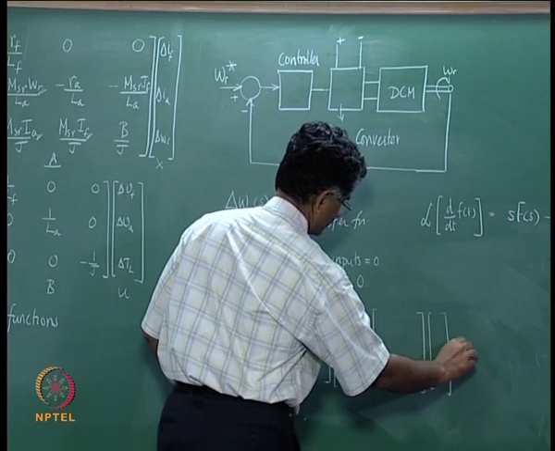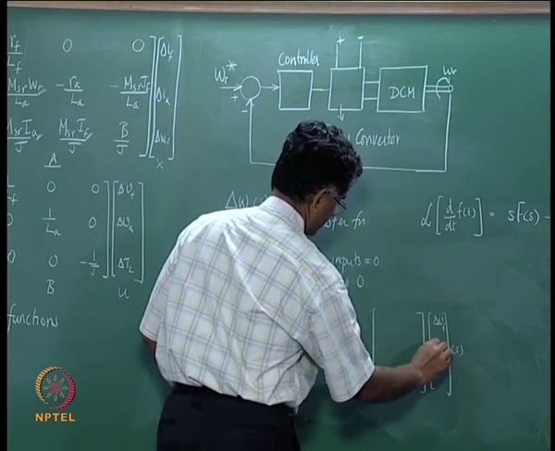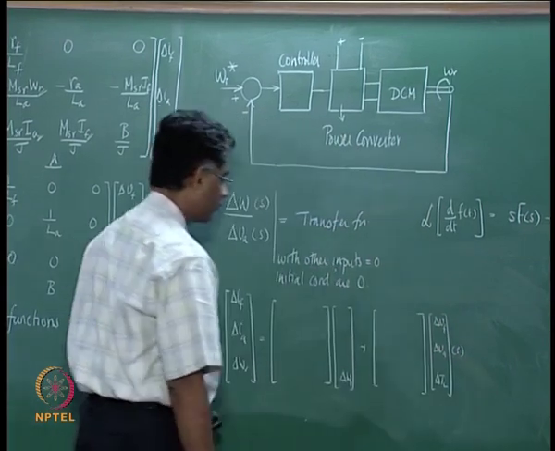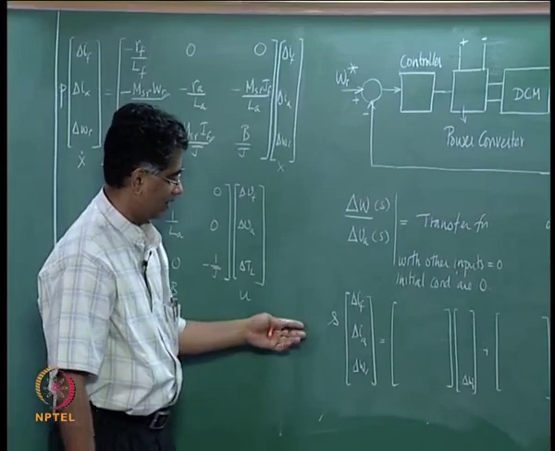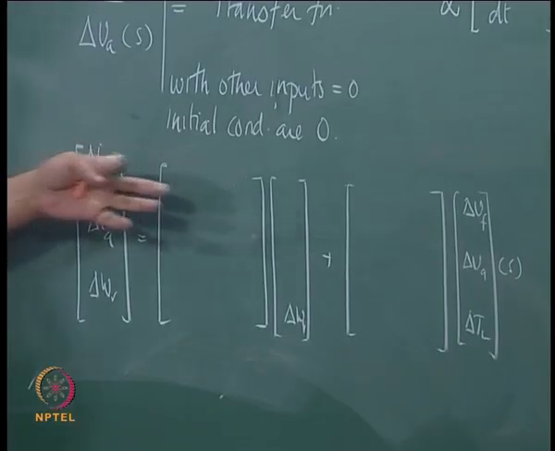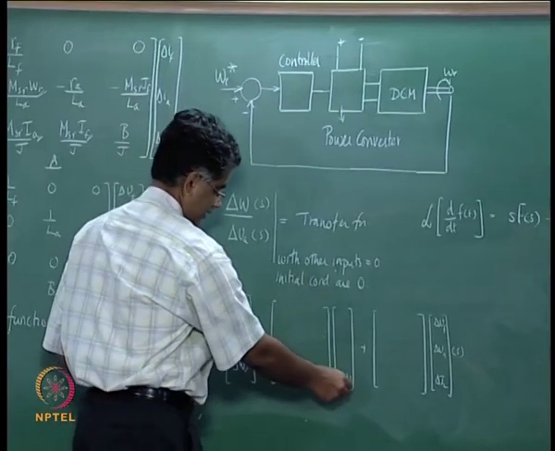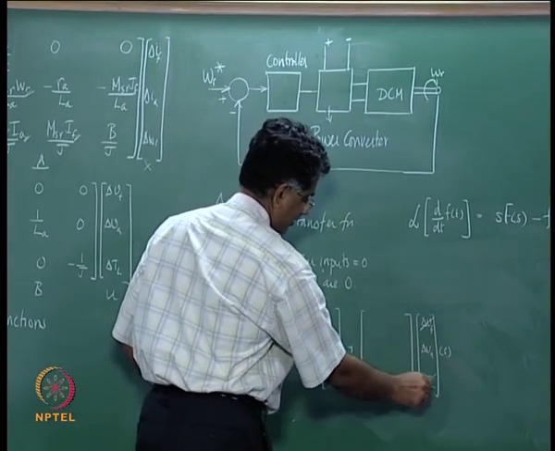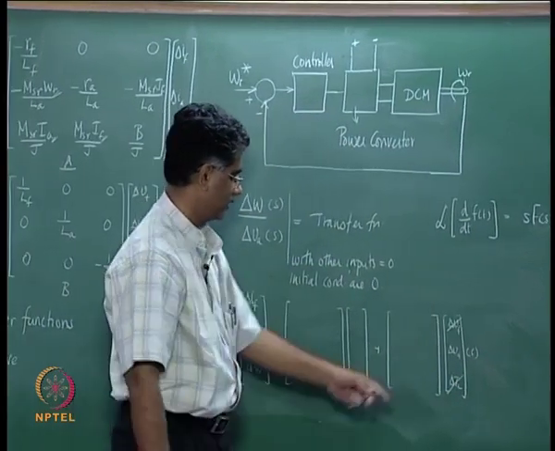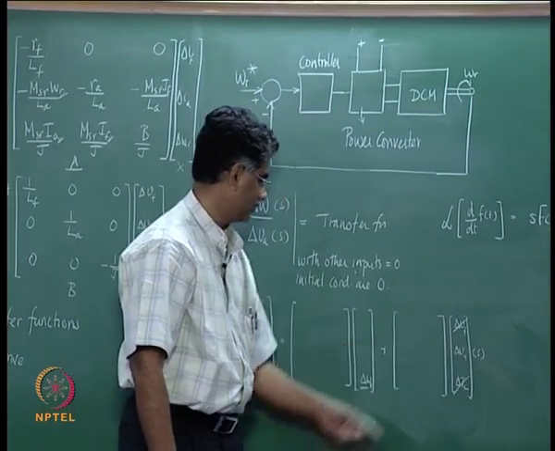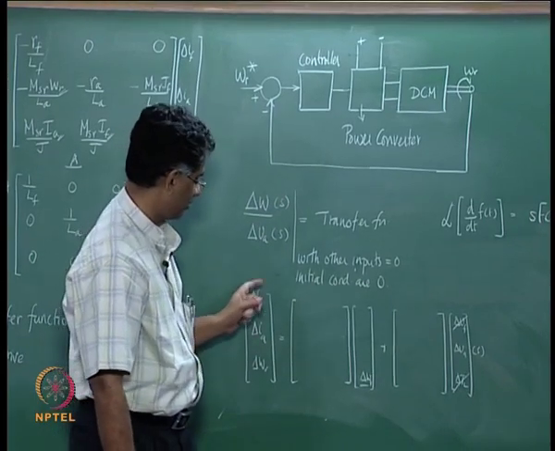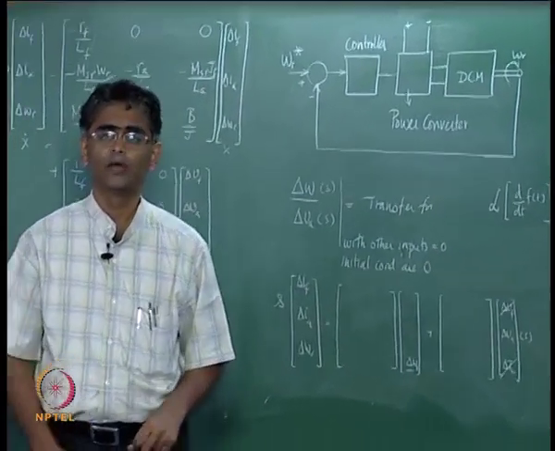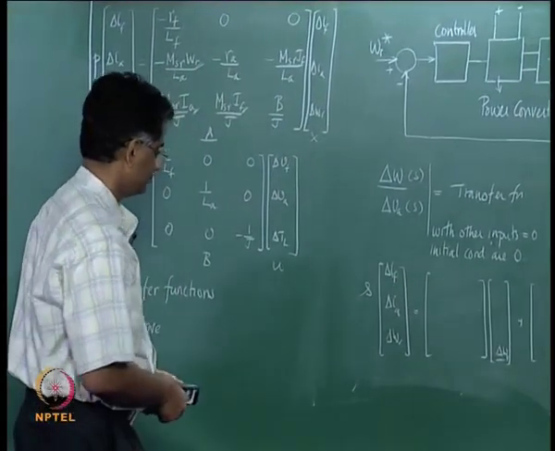This is now a function of s. You have delta VF, delta VA and delta TL. So one then has to solve this equation for delta omega r, and note that in this case delta VF is 0, delta TL is 0. So you now have to solve for delta VA. Delta VA will then depend upon all these expressions, and you will have delta omega r also in that. So one has to solve for that expression.